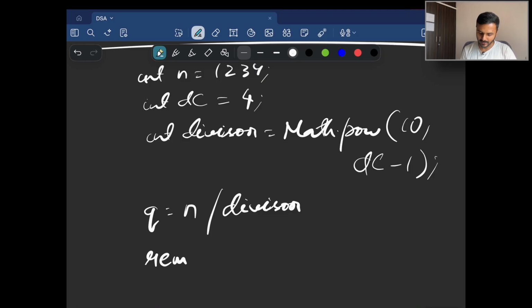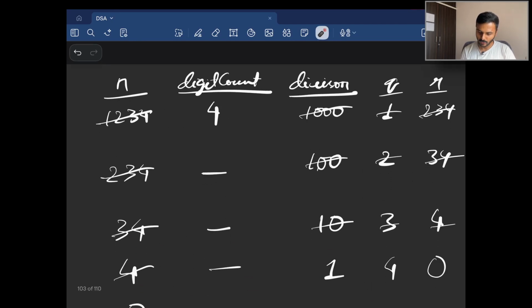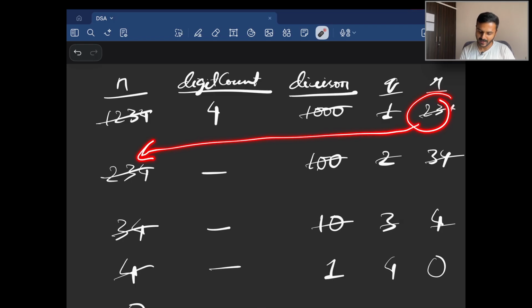For remainder, let us say I'm storing it in a variable called rem, and this is n and not r. So remainder would be n mod divisor, right? So when we do this, we are going to get 1 in quotient and 234 in the remainder. Now, what did we discuss over here? We discussed that the remainder would become the value of n for the next cycle, right?